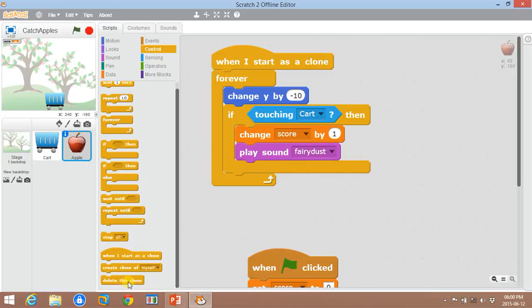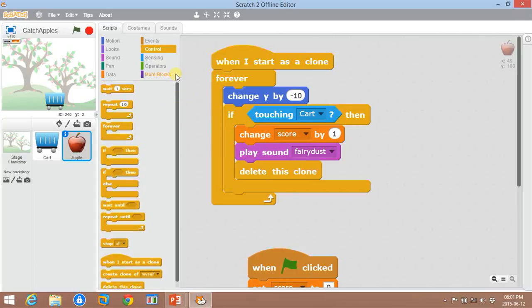Okay. We are going to delete the clone, okay? Because we don't need it anymore. So that's if we win. At the bottom of the control collection, the last block is delete this clone. You drag it and put it under your play sound. So that's step one. Step two is if we hit the floor with our apple, then we have to do another check. So we drag another if then, put it under the first one.